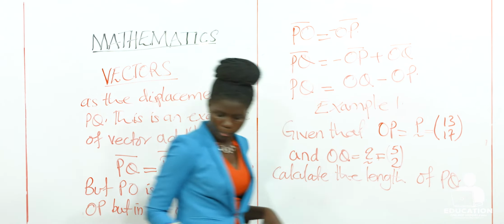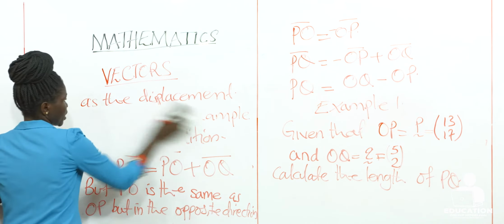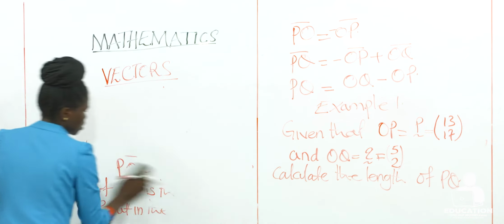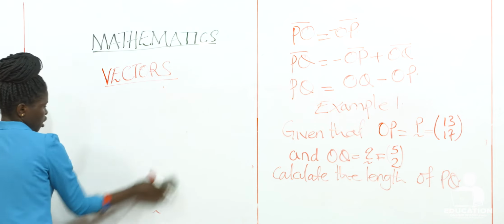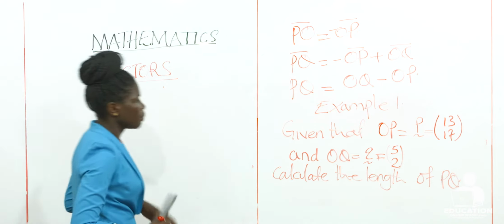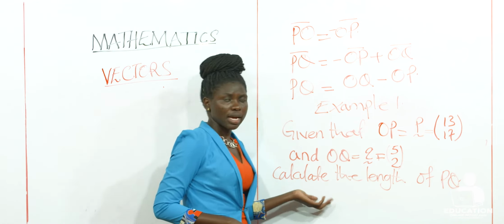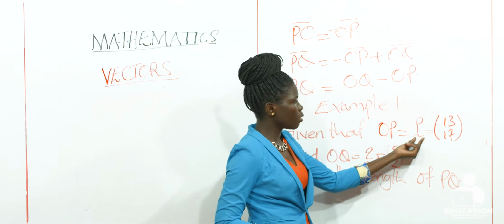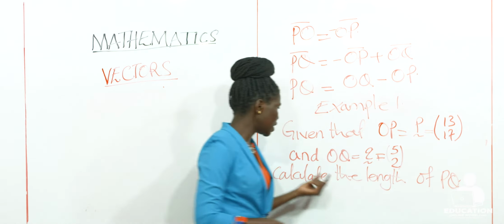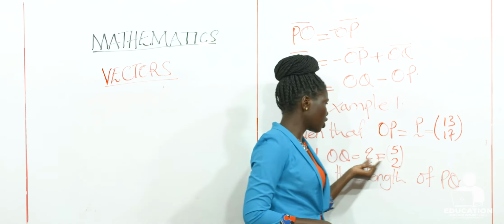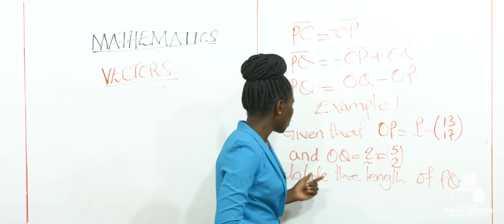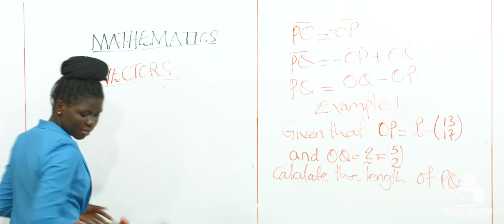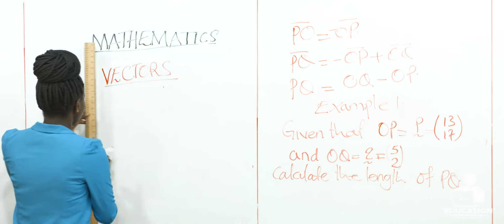So we are beginning to understand the examples of geometry vector. We said it's mainly about the addition of vectors, and in this case we are having an example which is given that OP is the same as small p, and the value is (13, 17), and OQ is the same as small q, and the value is (5, 2). Calculate the length of PQ. Let's have a drawing to help us interpret this movement.